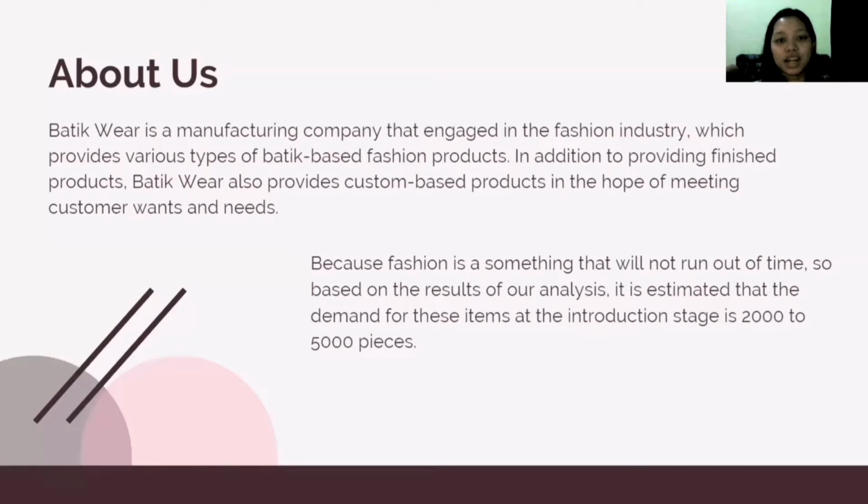Batikware is a manufacturing company engaged in the fashion industry, which provides various types of batik-based fashion products. In addition to providing finished products, Batikware also provides custom-based products in the hope of meeting customer wants and needs. The advantage of our company is that customers can determine for themselves, or customize, the products they want, such as dress, tote bag, cap, and etc.